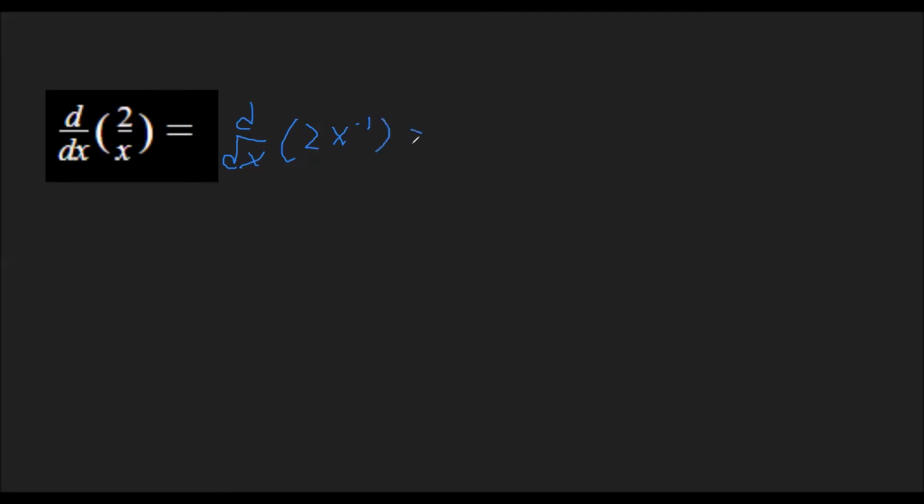Now we just have to find the derivative of this. So we're going to write out 2 times the exponent of x, which is -1, times x to the power of -1 minus 1. Now this is equal to -2 times x to the power of -2. And this is equal to -2 over x squared.